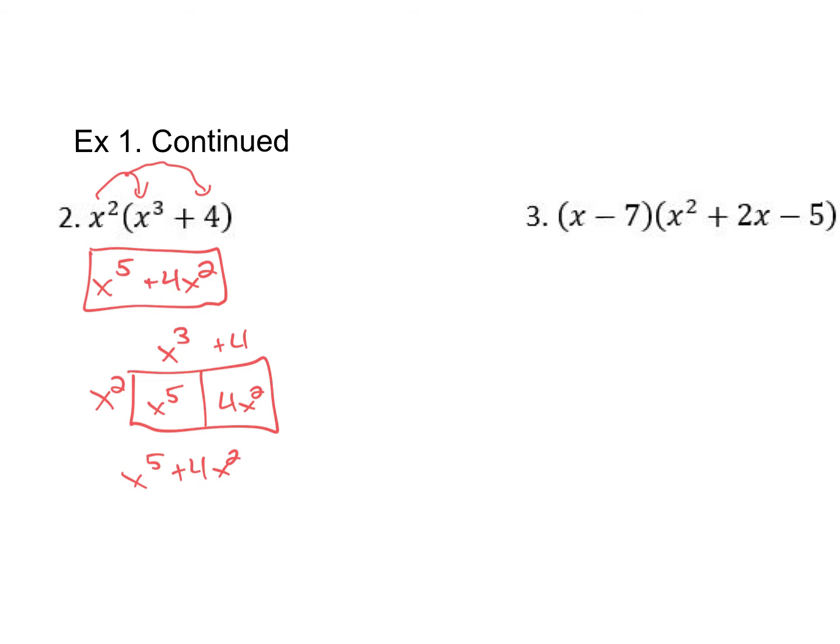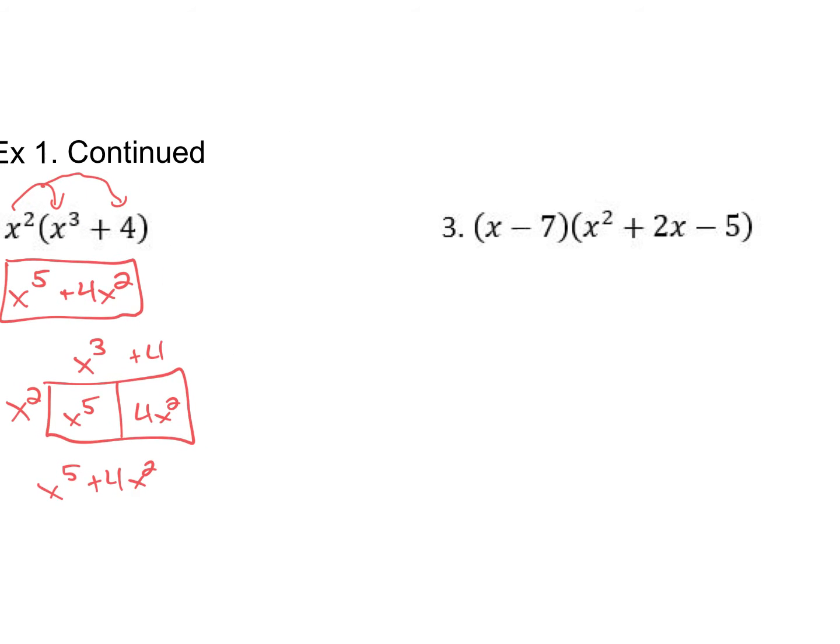And where I really like the box method is for problem number 3. The reason being is if we try to distribute these with FOIL, it no longer works. You would have to distribute x times x squared, x times 2x, and x times negative 5. We would also have to take the negative 7 times x squared, times 2x, and times negative 5. Now that could get really messy as we start listing them out.